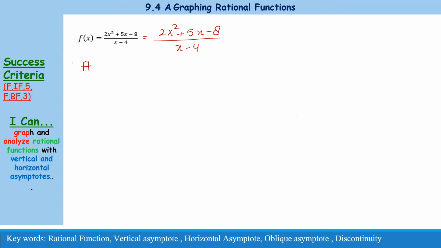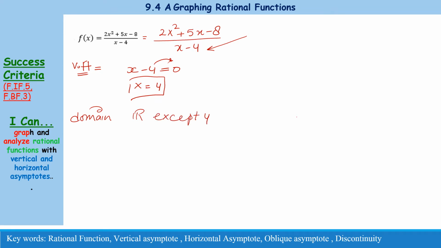Okay, so you have vertical asymptote. So how can we find the vertical asymptote? For the vertical asymptote, we always focus on the denominator and we make it equal to 0. Solve for x, so you will get x equals 4. So your vertical asymptote is at x equals 4. Now, it means you have a domain that is all real numbers except 4.